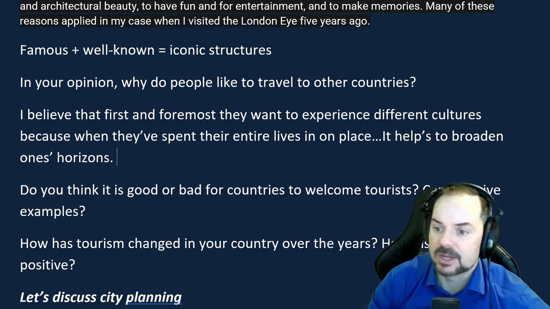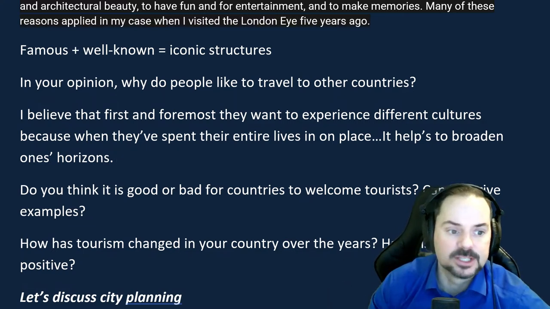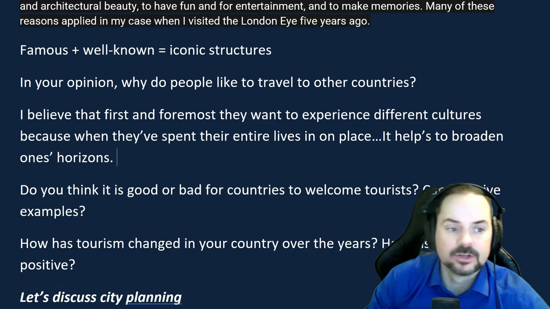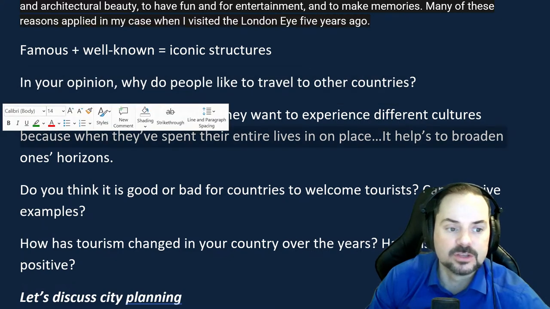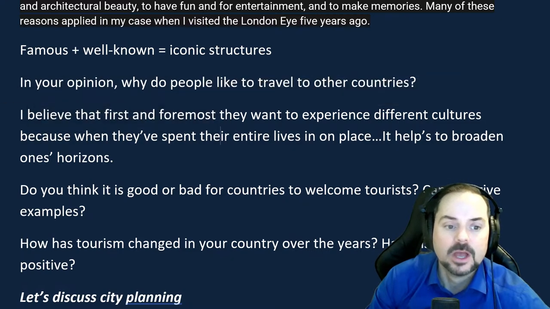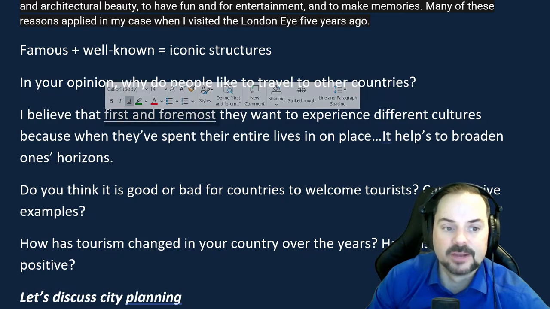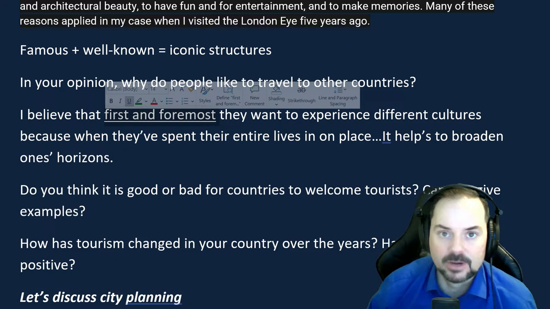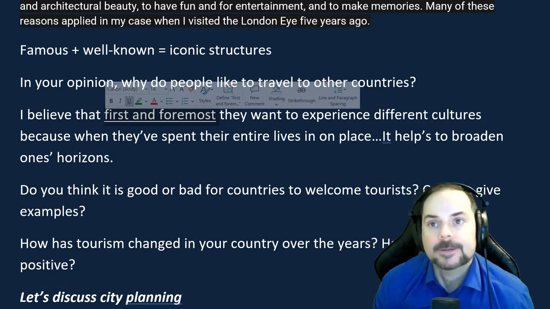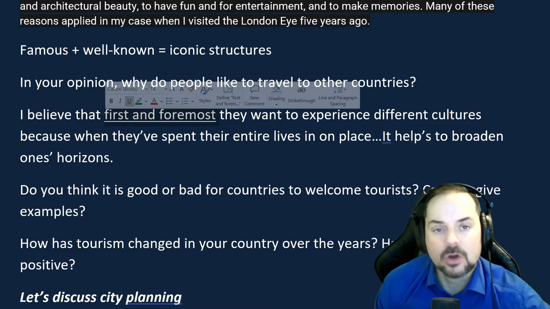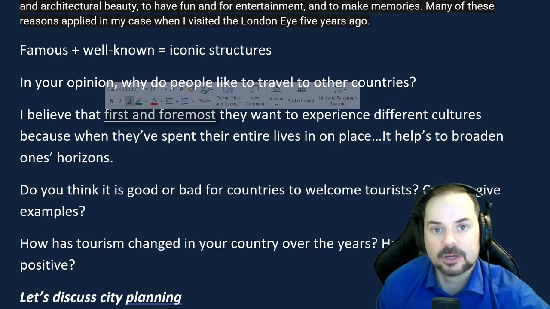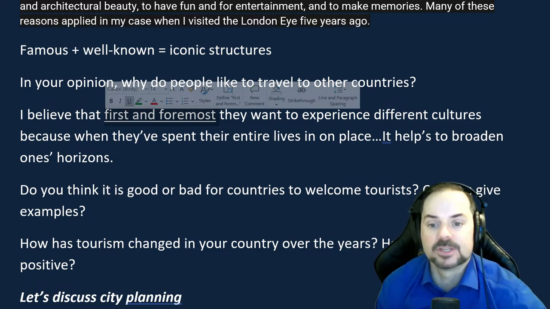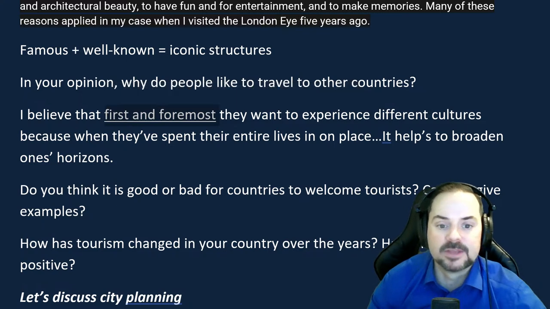So we had a couple people in the chat asking about using templates, and I'm going to work backwards here a little bit. So the question was, in your opinion, why do people like to travel to other countries? And then you said, I believe that first and foremost. So first and foremost is a phrase that could be perceived as a template, right? So some students use this first and foremost. But the way that you're using it in this context, it's so accurate that it's not a template, it's just natural, right? So you would hear people say, well, naturally, first and foremost, they want to experience different cultures because they've spent their entire lives in one place. So it's to help broaden one's horizons.